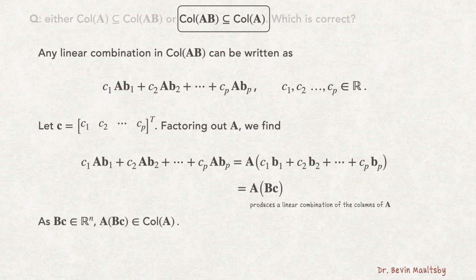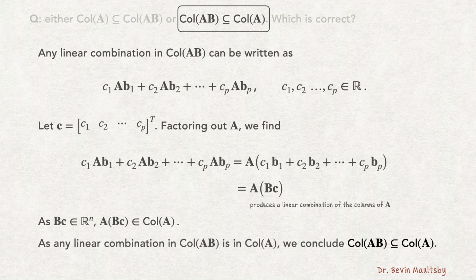BC will be a vector in Rn, which means that we are doing A times a vector again, just like we did A times X. So A times B times C will again be a linear combination of the columns of A. Since it's a linear combination of the columns of A, the result belongs to the column space of A. As any linear combination in the column space of AB can now be thought of as belonging to the column space of A, we conclude that the column space of A times B is a subset of the column space of A.